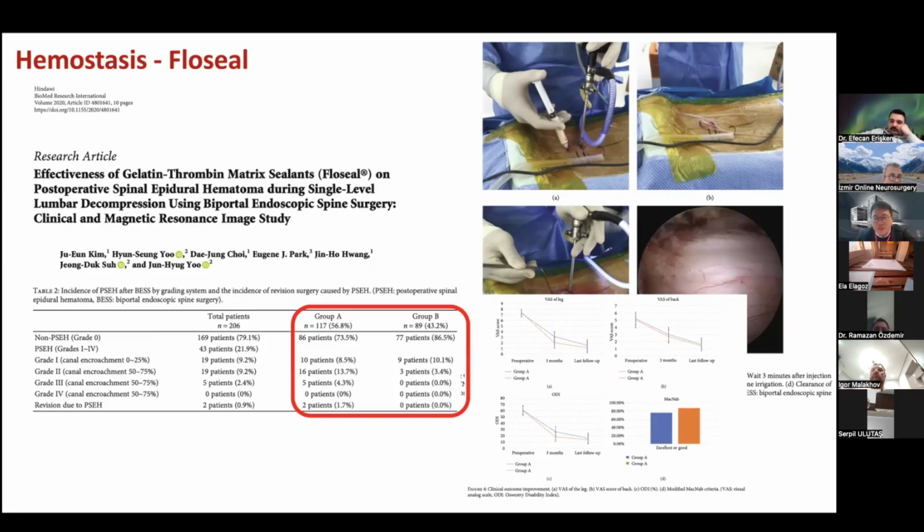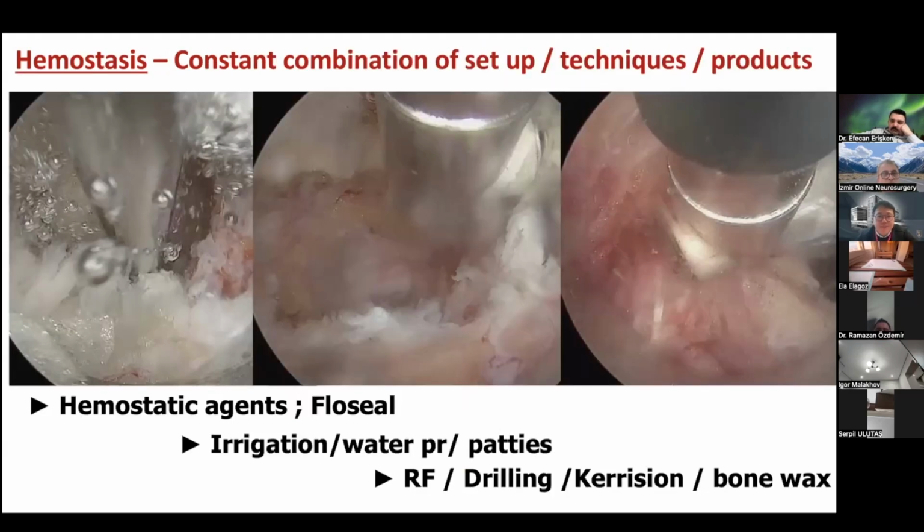After the procedure is done, even if I do not see a certain bleeding, I always apply Floseal, because in many cases the bleedings are invisible just because of the water pressure. And when the water is gone, they can bleed again. So I typically apply preventive Floseal after the procedure.